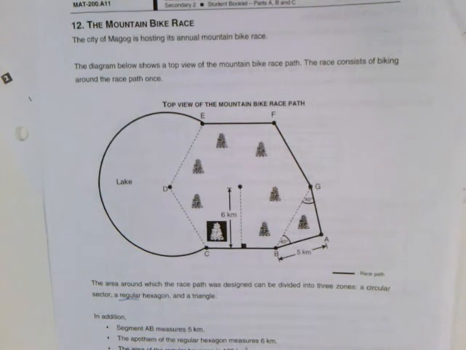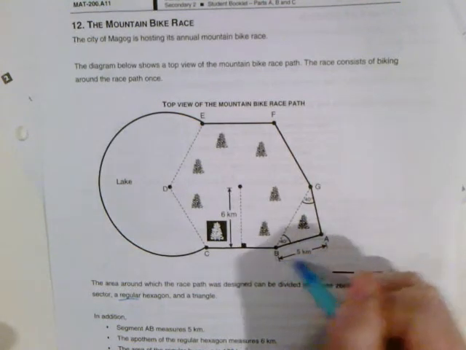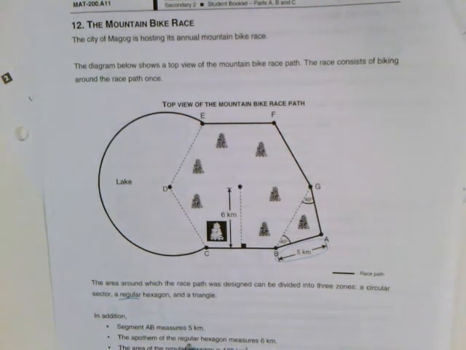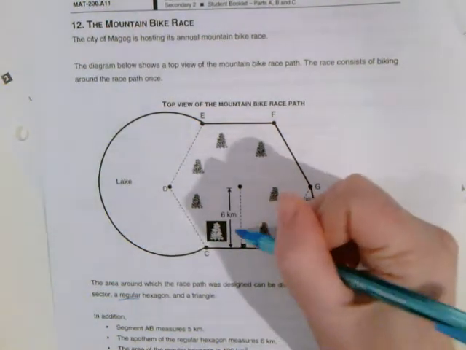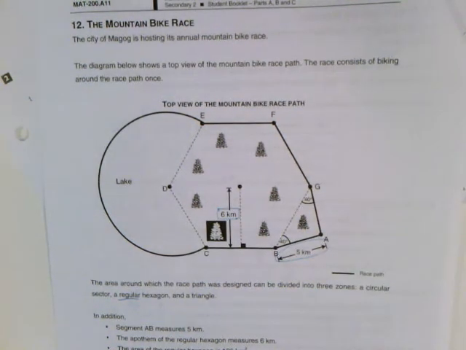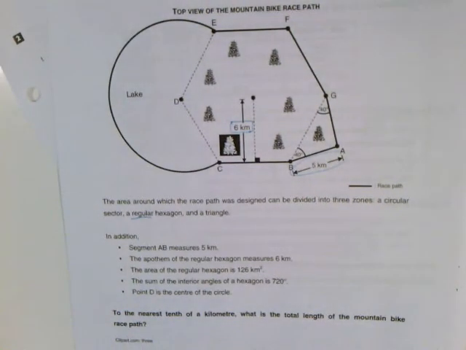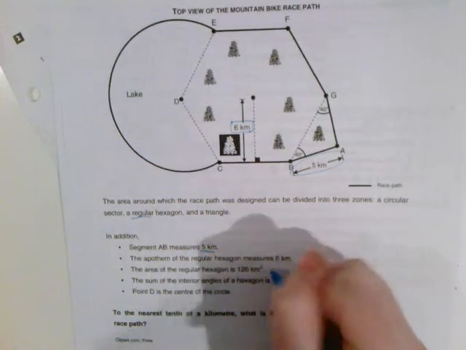It says, in addition, segment AB measures 5 kilometers. So that's what they've marked here, saying that this is 5 kilometers. The apothem of the regular hexagon measures 6 kilometers. So they tell you this is the apothem. You should be able to recognize that. The area of the regular hexagon, oh, you can't see any of this. I'm just going to scroll down a bit here. Okay, so 5 kilometers, 6 kilometers.